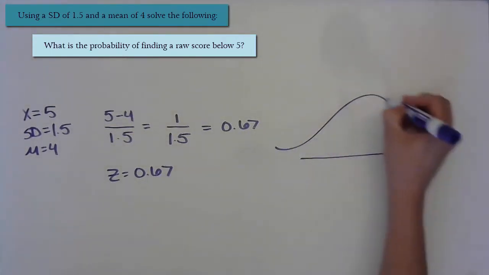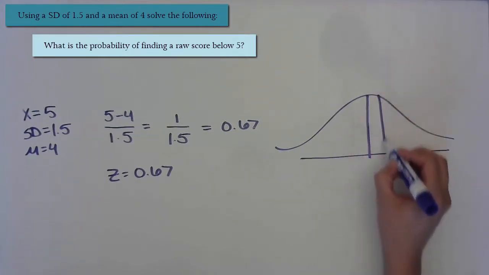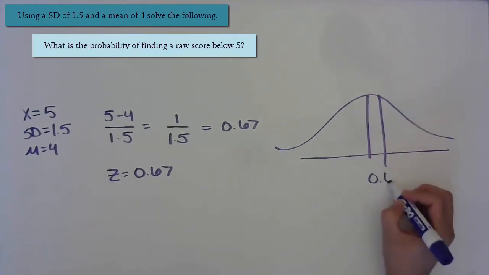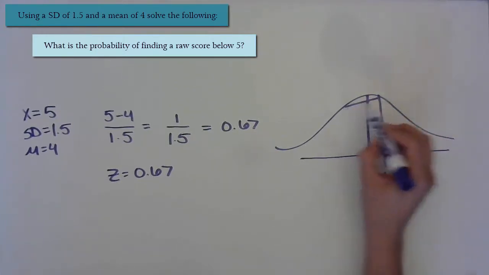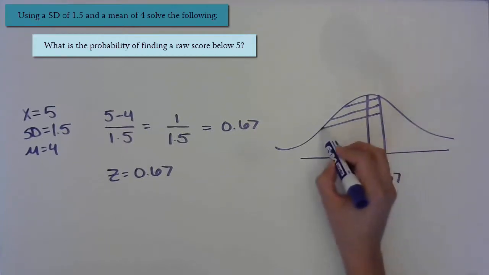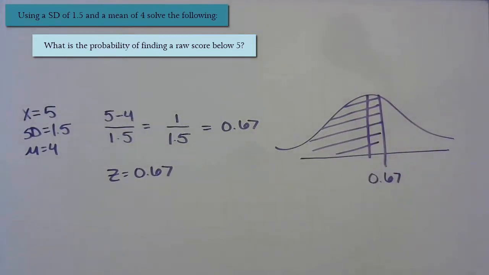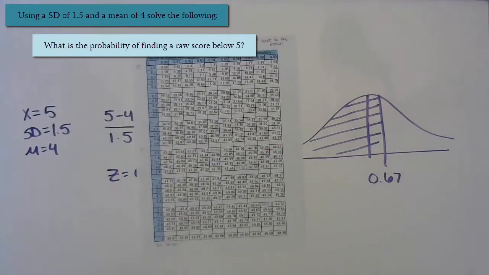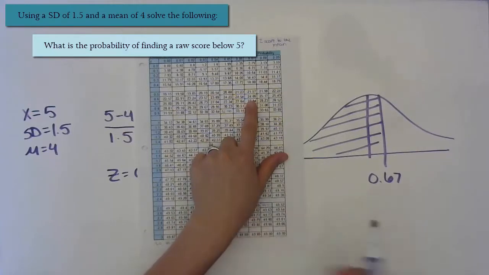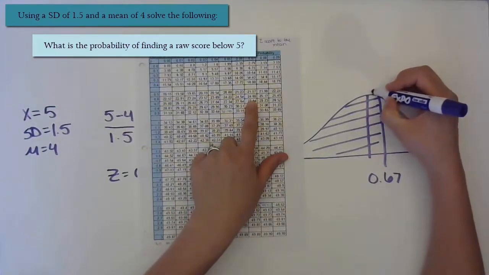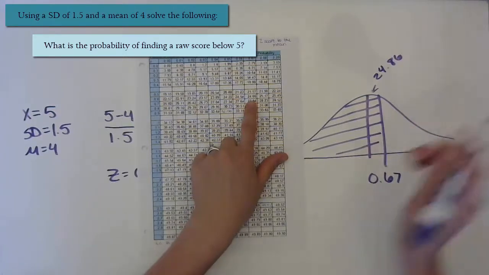Go ahead and draw your curve here. And we have 0.67. Okay? And we are looking for below. So we're looking for this area here. Okay? So let's go ahead and pull out our sheet. So we need 0.67. So that is 24.86.